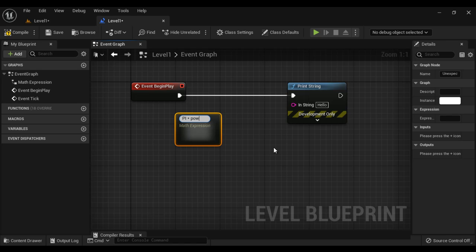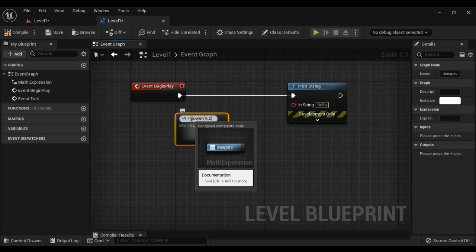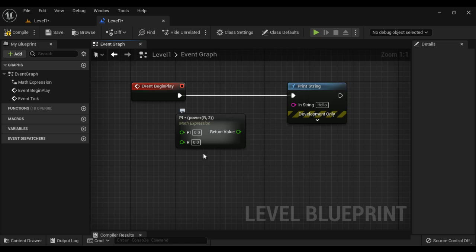That is the power function that we have in Unreal Engine, or I can simply say power. A sequence of characters followed by a pair of parentheses indicates a function. It is a function from the mathematics, math library. So here I say r comma 2, which indicates x raised to the power of 2, r square. So it is treated as a function, guys. It is treated as a math function. You can see it has automatically written a code for us.